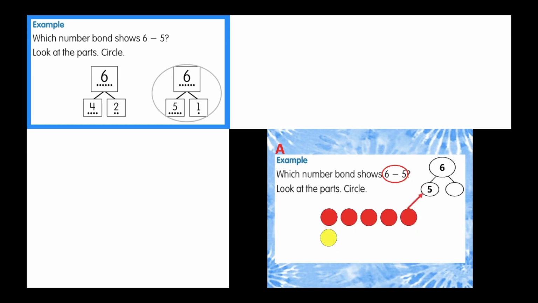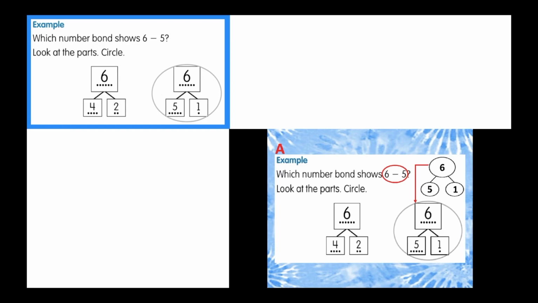Now, I'm going to use some counters to help me figure out what my missing part is. So I have used red counters to show the 5 from my number bond, which is the part I know. You can count the red counters, 1, 2, 3, 4, 5. Now I need to see what my missing part is. I have got to count on to get to the number 6, which is my whole. So I can count on one more counter, which shows me that my missing part is 1. And that helps me get to my whole that is 6.